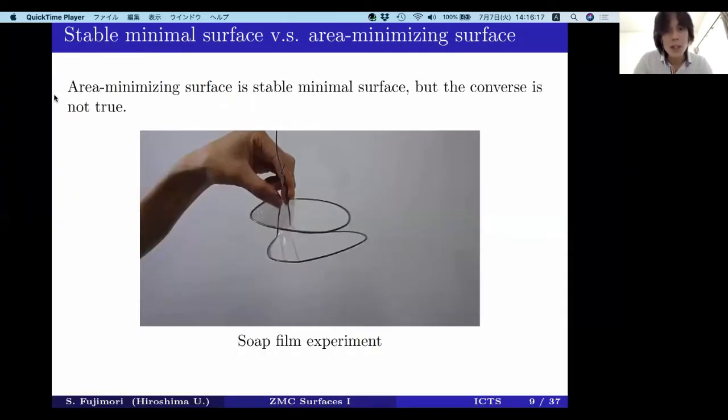Okay, so an area minimizing surface is always a stable minimal surface, but the converse is not true.